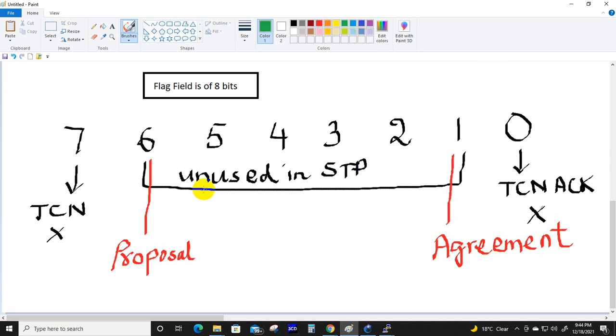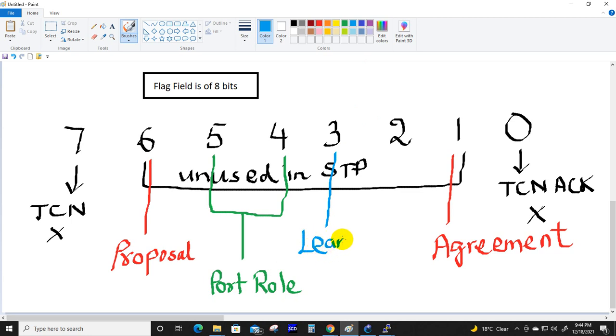These two bits define the port role. This is learning. And this is for forwarding. Clear?